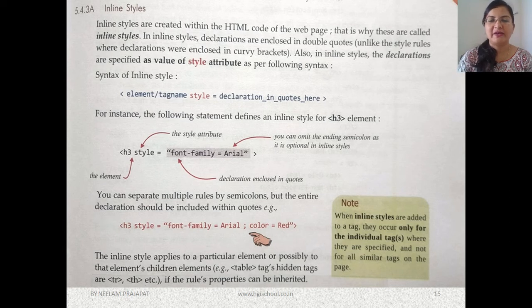wherever we are making a change, like in a single place, then we have to make the change in all the pages wherever we are using h3. So when inline styles are added to a tag, they occur only for the individual tags where they are specified. Wherever we are writing it, in that tag only the style will be applied, and not for all similar tags on the page. Got it? Not for all the tags. It will be for this h3 only, and for another h3 we have to again copy the style. Got it? If we have to make it same.